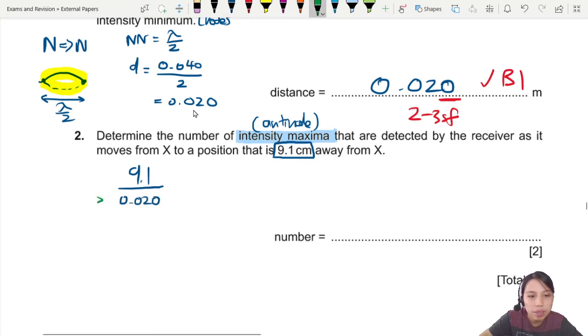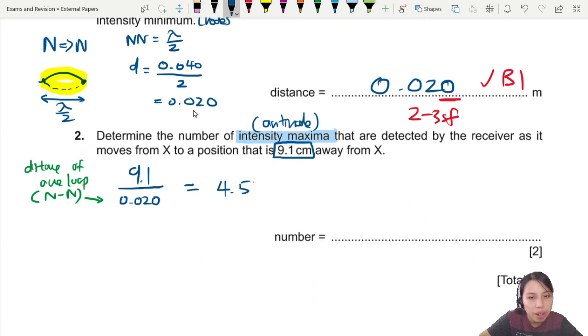Okay, this is the distance of 1 loop, aka node to node. This will give us an odd value of about 4.55. How do we know how many left? Well, if you do this calculation and you're really not sure how do you proceed from here, why don't you try draw it out? So, we think there's about 4 or 5. Should we round up or round down? We don't know. Okay, let's draw.